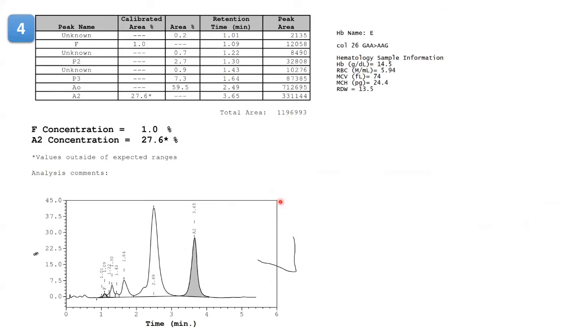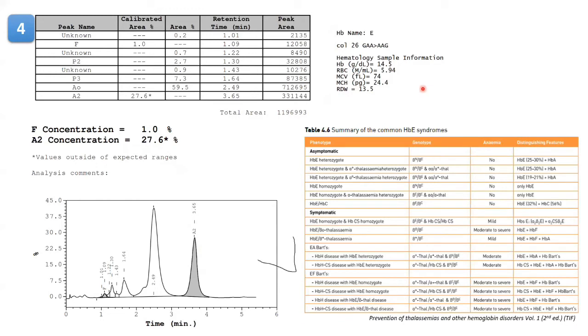Moving on to another variant which is commonly seen in East India and Northeast India, which is hemoglobin E. The thing with hemoglobin E is that in HPLC, hemoglobin E co-elutes along with hemoglobin A2. So you cannot separate hemoglobin A2 from hemoglobin E. That is why you have a value of 27.6. This doesn't mean that the hemoglobin A2 value is 27.6. This is a combination of both hemoglobin E and hemoglobin A2. The patient will have microcytic hypochromic indices and can have normal hemoglobin. So hemoglobin E trait patients can have normal hemoglobin.